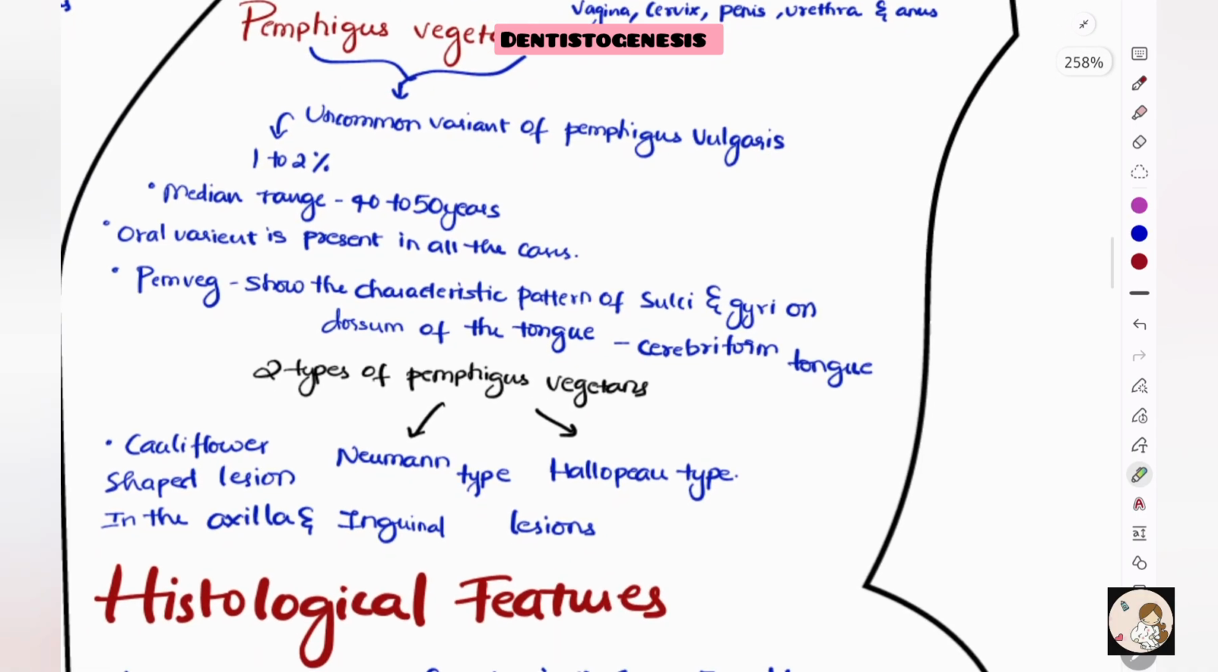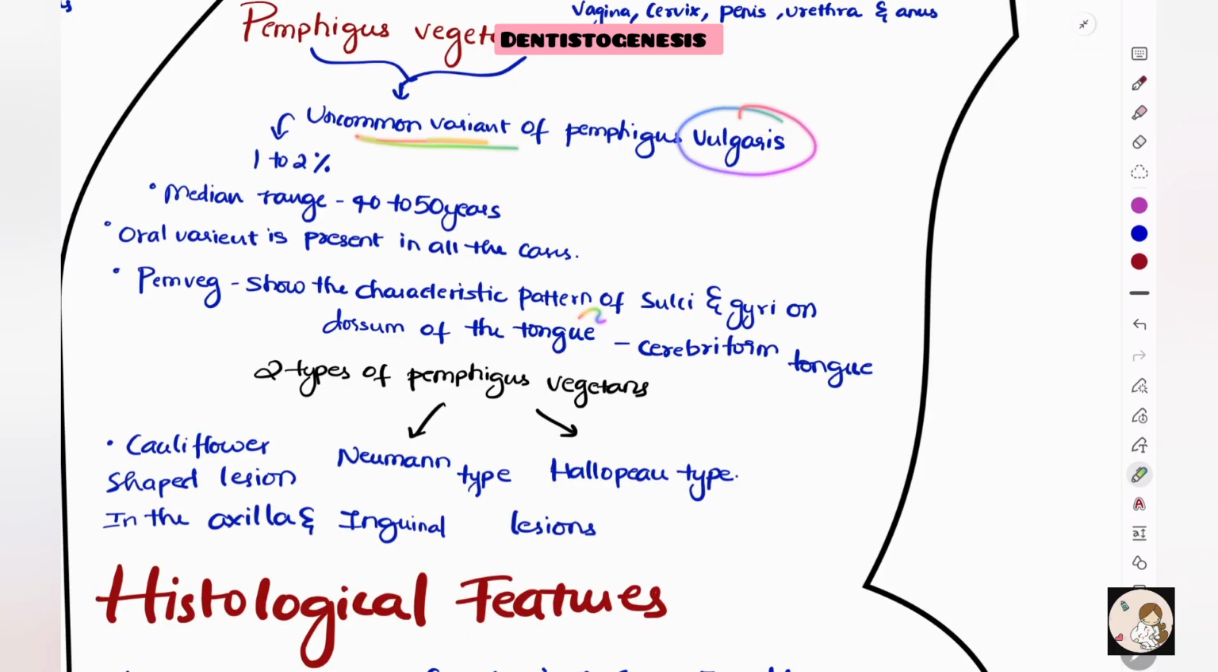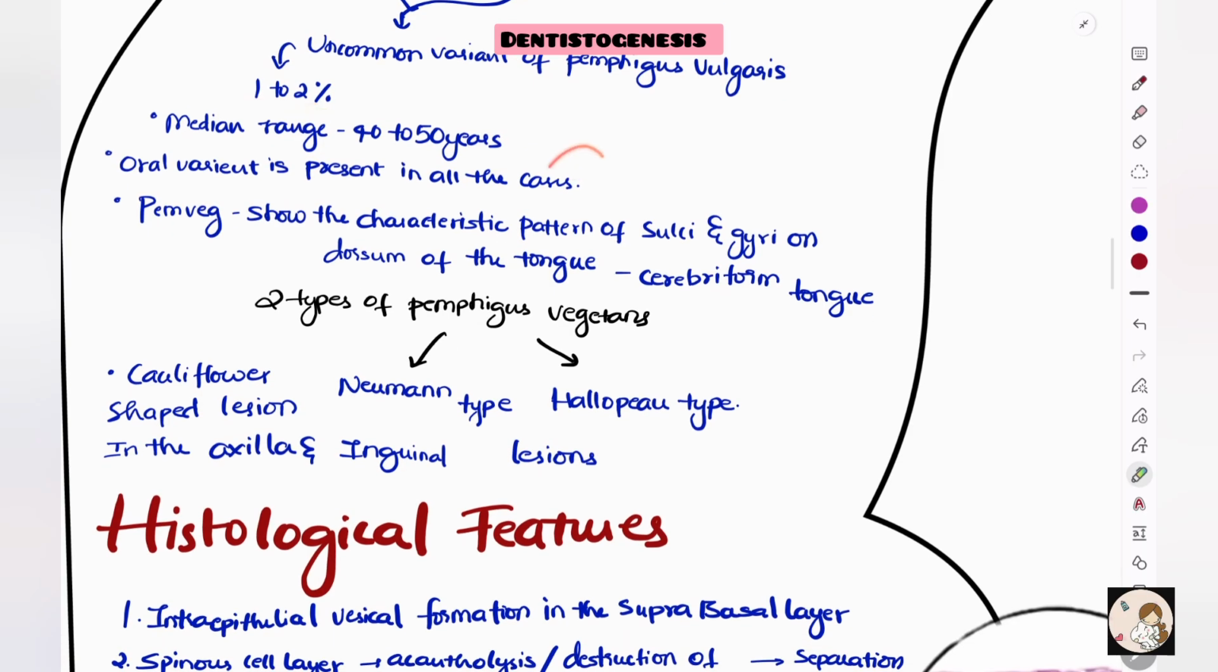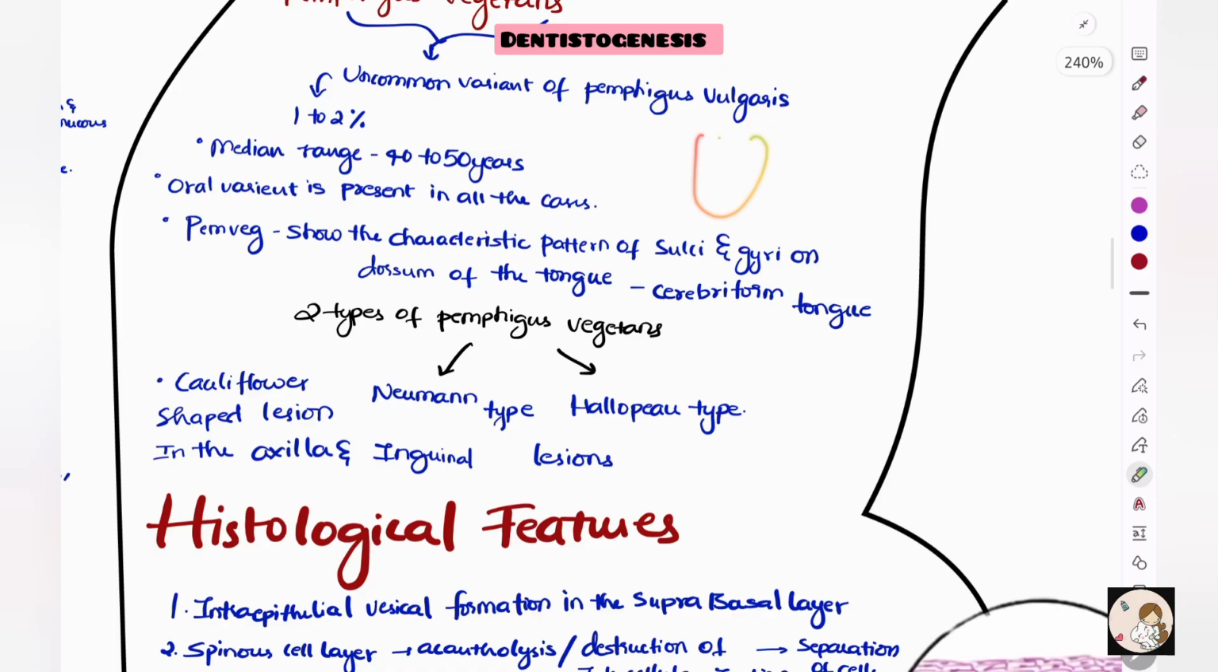Now, Pemphigus vegetans is an uncommon variant of Pemphigus vulgaris, which is 1 to 2% only. Pemphigus vegetans is seen only on the tongue, and 1 to 2% of the population would be affected. The median age range is 40 to 50 years. This is an oral variant and present in all the cases.